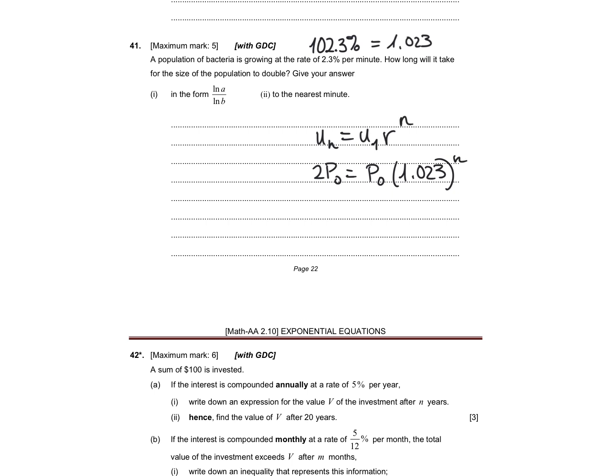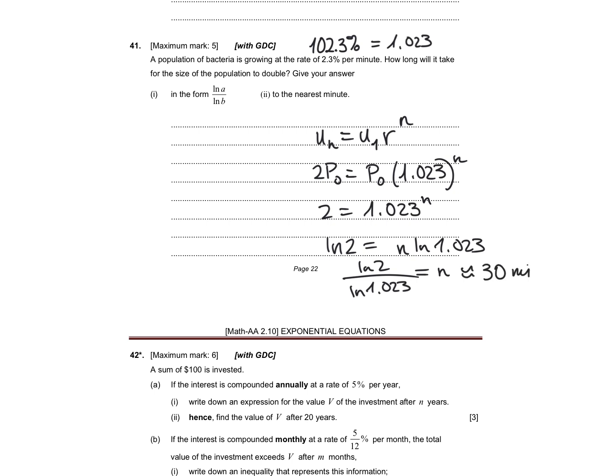Okay, so then we're going to have 2 equals this. So natural log 2 equals n natural log 1.023. So we just divide natural log 2 by natural log 1.023. And this equals about 30 minutes because it's given per minute.